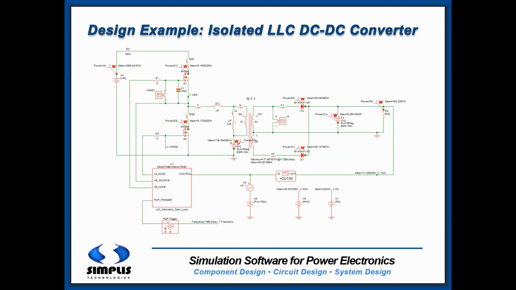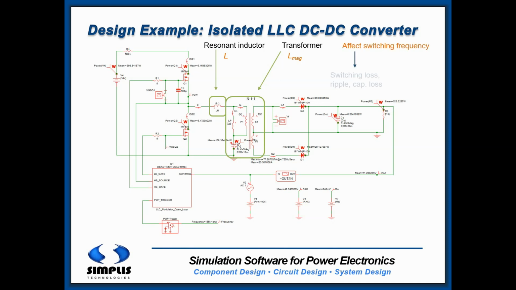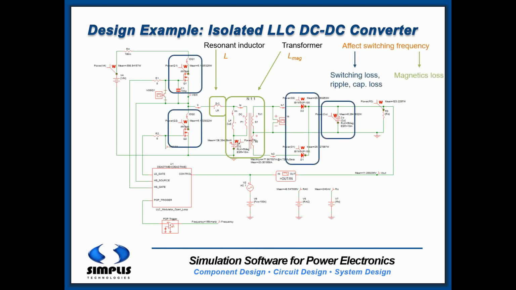A good way to realize that is to look at the isolated LLC DC to DC converter, which contains a resonant inductor with an inductance L and a transformer with a turns ratio and a magnetizing inductance L mag. So these two parameters will of course affect our switching frequency in this converter, which will affect our switching loss, our output ripple, our capacitor loss, and of course also our magnetics loss. So we can pick L and L mag and design to spec, and of course the turns ratio as well.